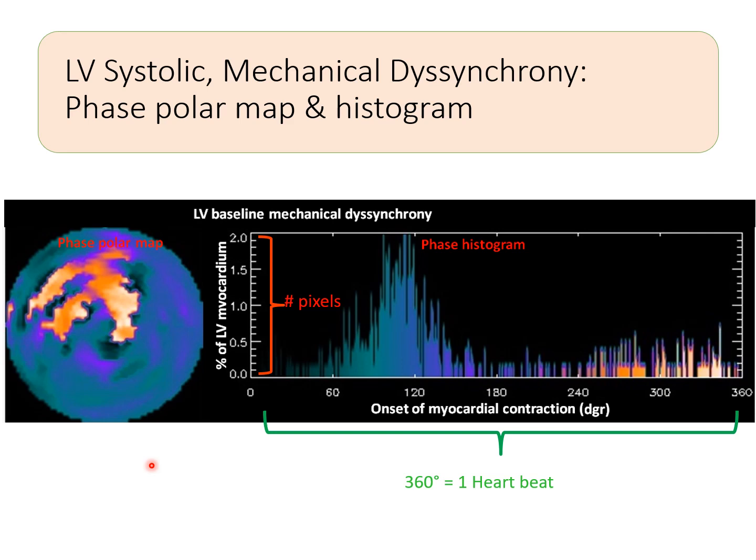Now, before you saw an example of a very normal patient; this is an example of a very abnormal patient, and this is the polar map of the phase of onset of mechanical contraction, and this is the histogram. You can remember the other one was very thin. This one is quite spread out. So in the heartbeat, there's onset almost throughout the entire cardiac cycle. The LV is not resting very much, and you can see the number of pixels with the various onsets.